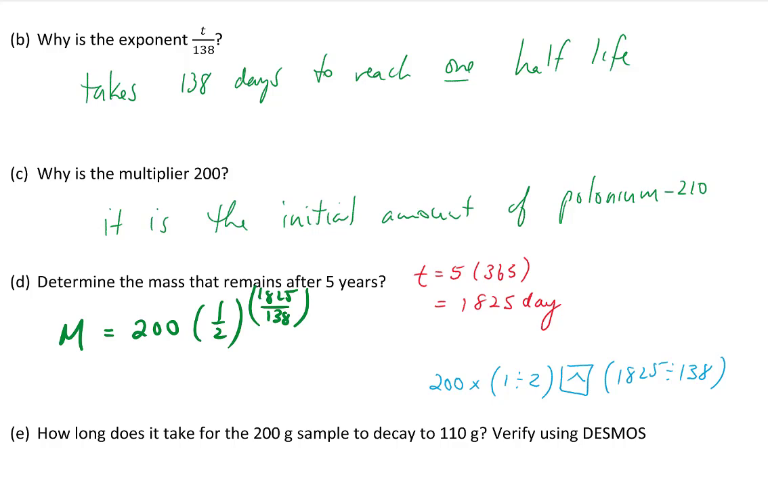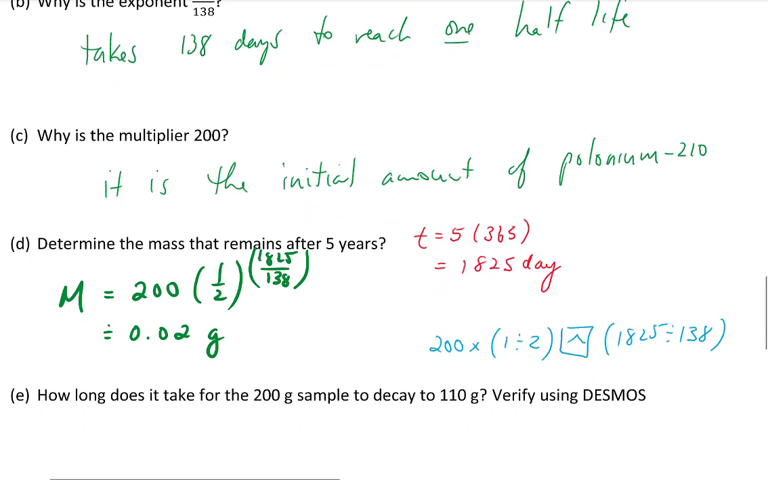If I type that all in correctly, then I end up getting a mass of approximately 0.02 grams. So we've gone from 200 grams all the way down to 0.02 grams in 5 years.